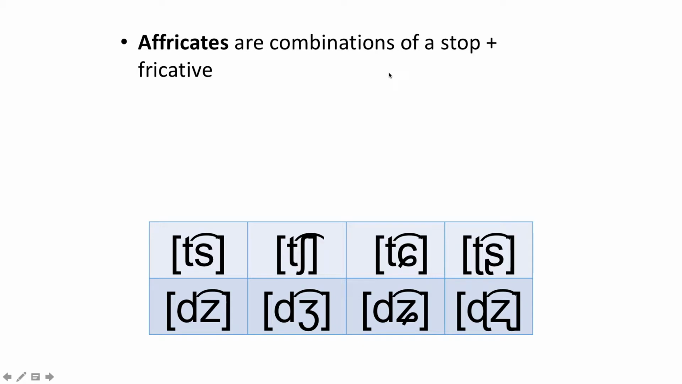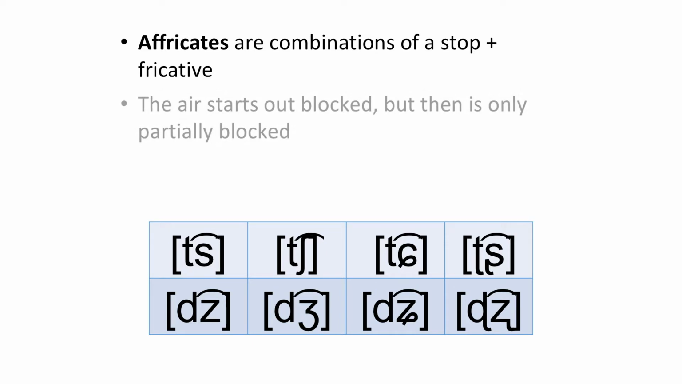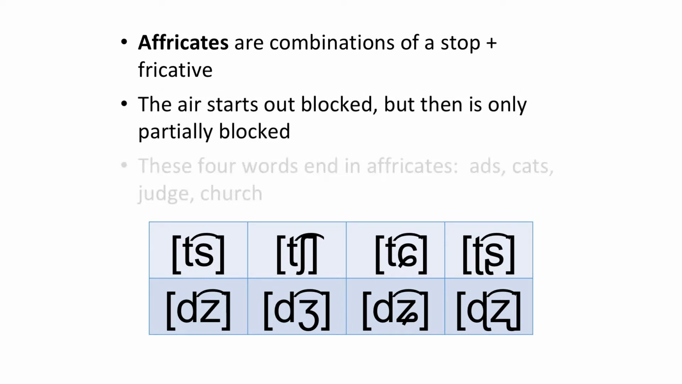Affricates are a combination of a stop and a fricative. So the articulators start out completely blocked and then quickly move into a fricative position where there's a little bit of an opening. You can think of it as you take a stop and you add a fricative: affricate. The air starts out blocked and then is only partially blocked.